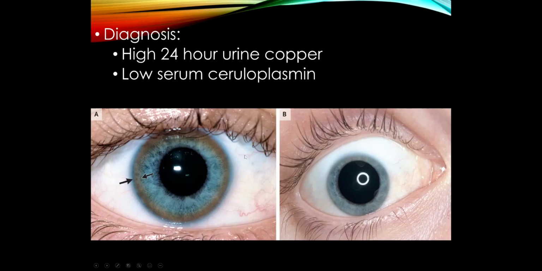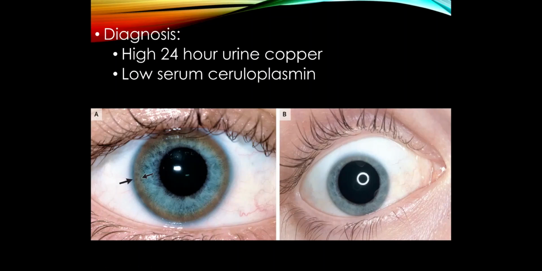So here is a Kaiser-Fleischer ring. We can see that copper deposition here in the cornea. Okay, and so we always want to do a careful eye exam in these patients. I'm not confident enough. There are enough things that can mimic this, so I'm always going to have ophthalmology see these patients if I'm thinking of a Kaiser-Fleischer ring.